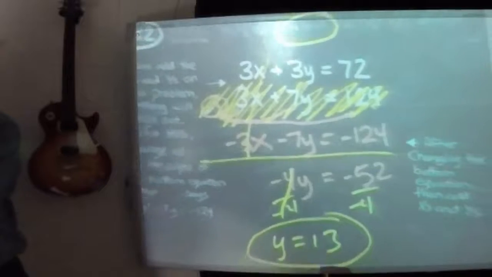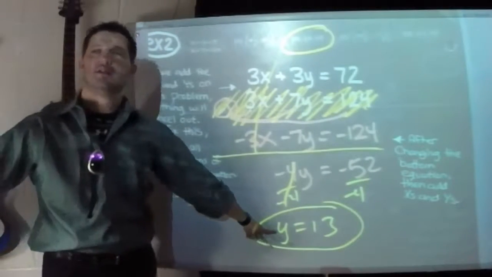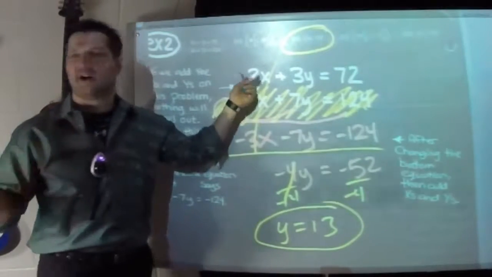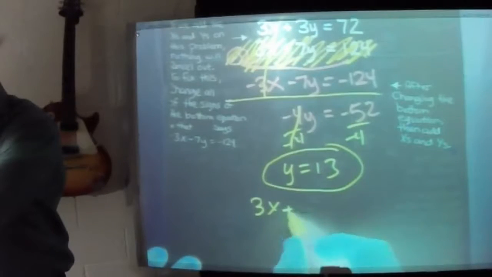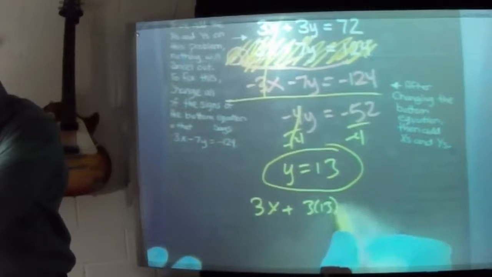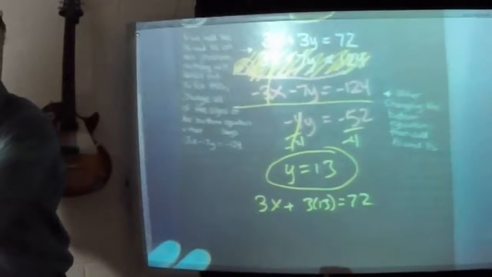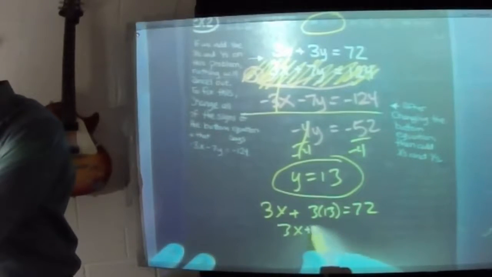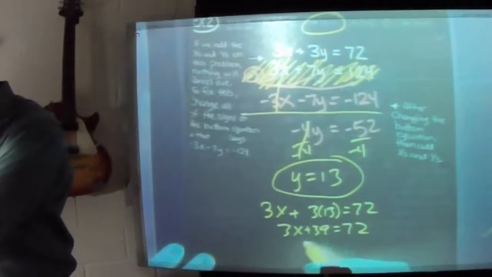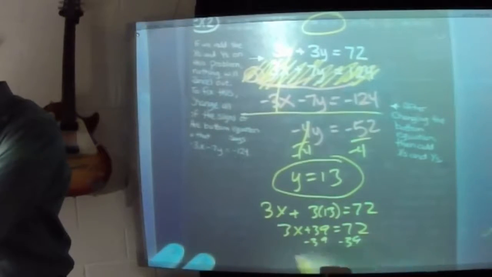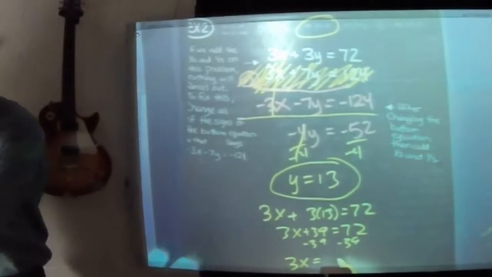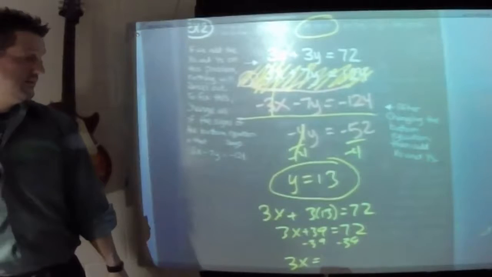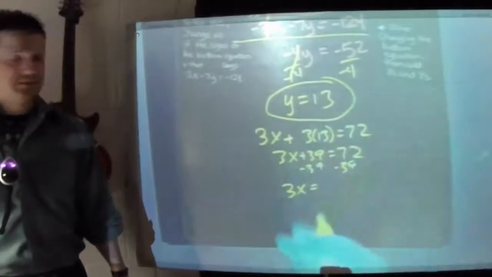All right, you have permission now to replace the y with 13. So do the top one. 3 times x plus 3 times 13 equals 72. Looks a lot like 3x plus 39 is 72. Minus that, 3x is 33.